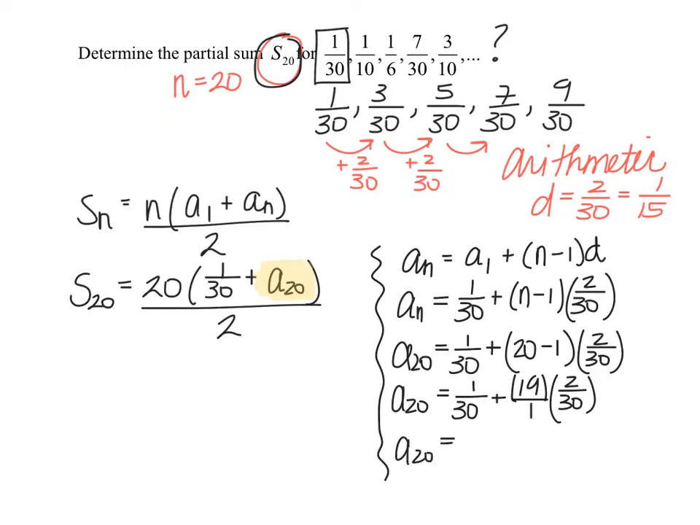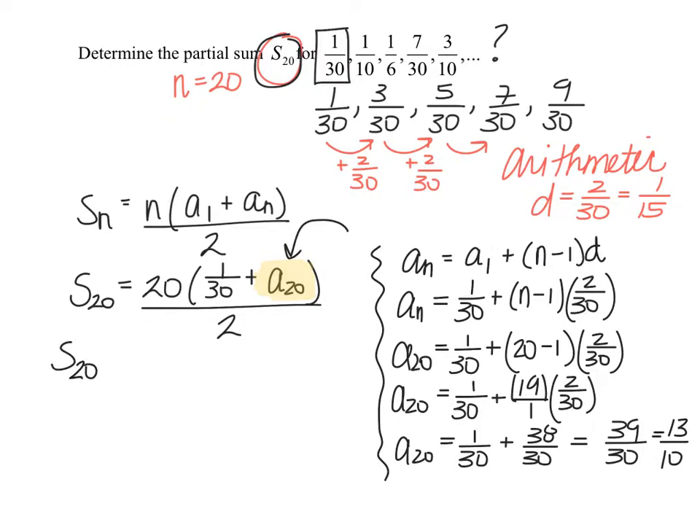So we really have 1/30 plus 38/30. Now you can see why it was helpful to have the common denominator, which will give us 39/30. And of course, we could simplify that. 39/30ths, if we divide by 3, is really equivalent to 13/10. So this is the 20th term of the sequence, which I can now substitute in for a sub 20.